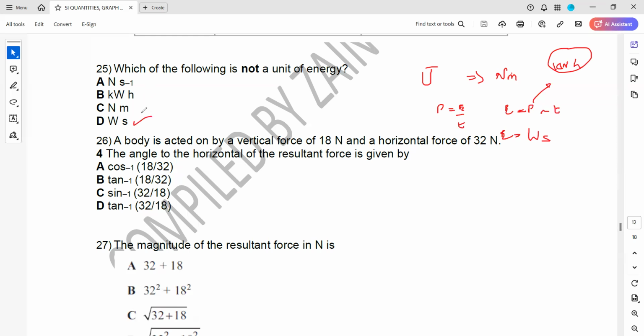So watt second is a unit, newton meter is a unit, kilowatt hour is a unit, but newton divided by second, or force over time, does not give energy. Work is force into distance, so newton meter is there. Energy is power into time, so watt second can be there. If power is in kilowatt and time is in hour, kilowatt hour is there. But A is not the right unit for energy.